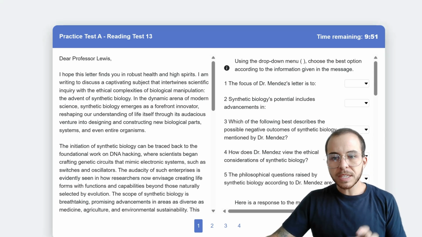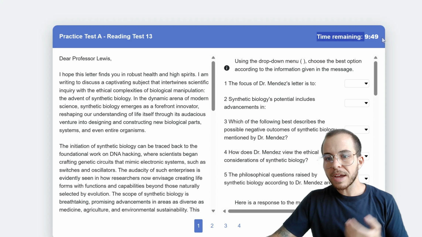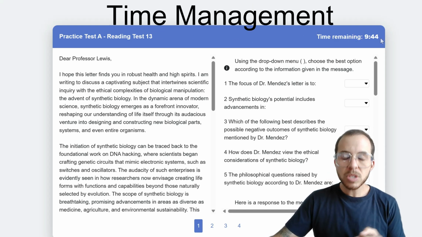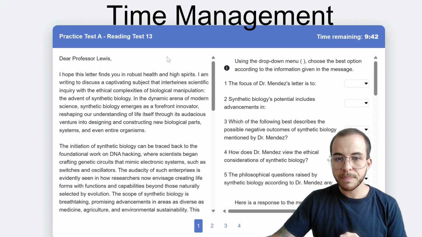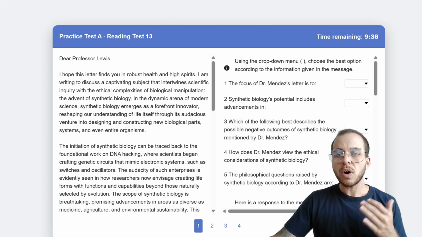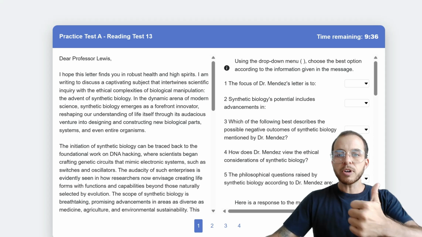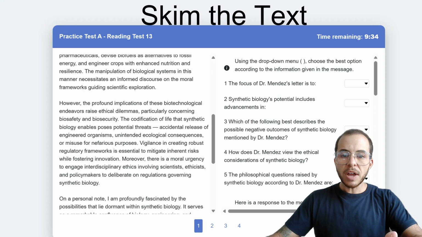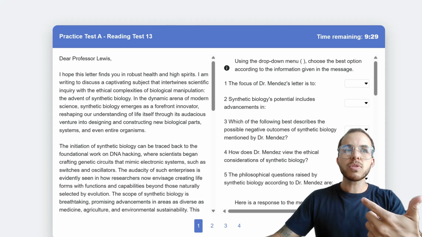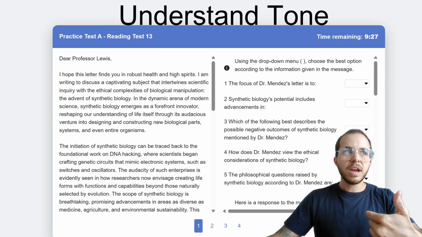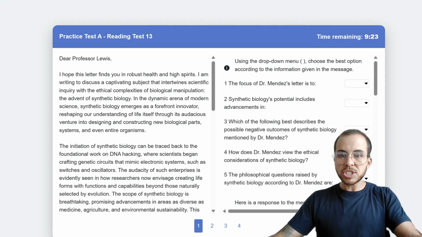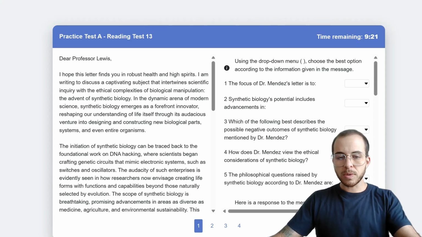This is how we start all of the reading sections. Now, the first thing that we're going to do is notice that we only have 10 minutes, so I am trying to work quickly. Time management is a huge component of the reading section. Now, I have a structure that I like to use on all reading exams. First, skim the text. Understand the main idea, the main message. Look for the tone. Is the writer excited, frustrated, angry? Are they apologizing? So what's the general tone?